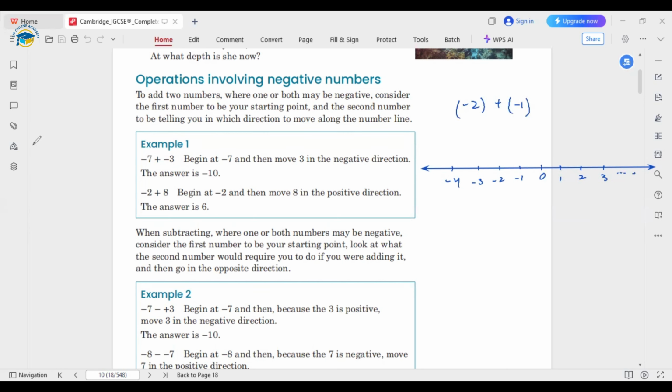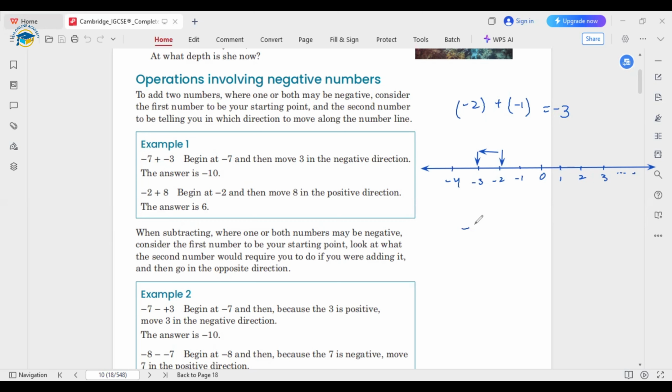So from where are we going to start? We are going to start from negative 2, basically from here. And what does that mean? Negative 1 means that we need to move one number towards the negative part. So it will be negative 3. So what number did we get? Negative 3. So this way, the number line you can use as well.